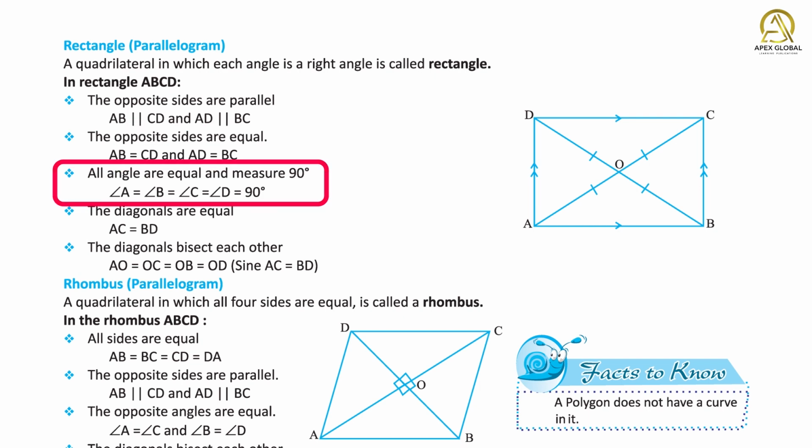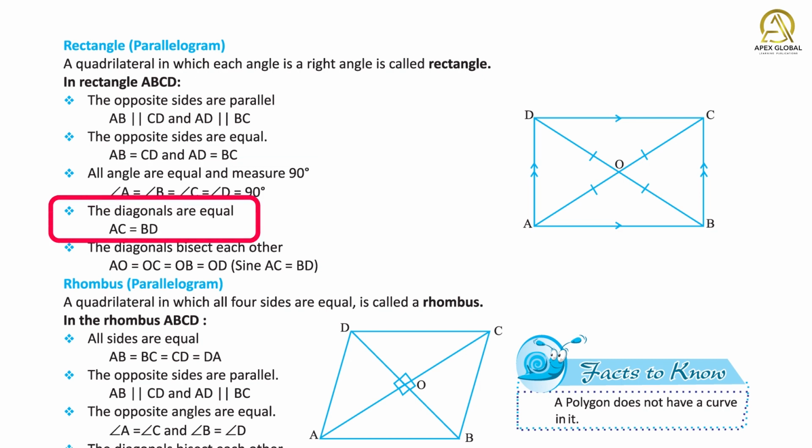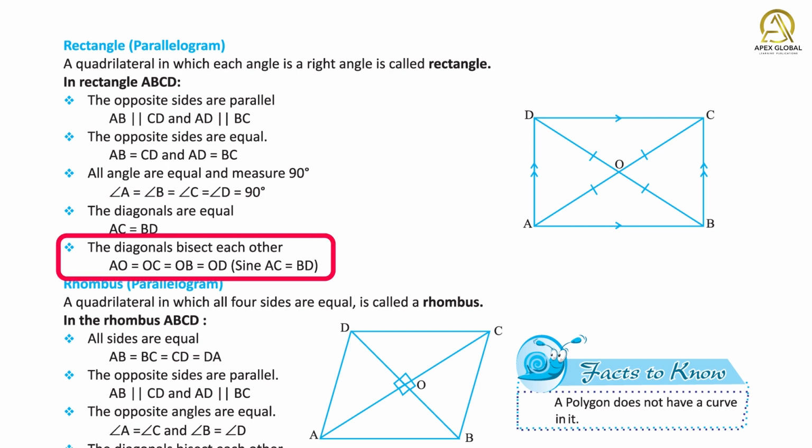All angles are equal and measure 90 degree. Angle A equals angle B equals angle C equals angle D equals 90 degree. The diagonals are equal. AC equals BD. The diagonals bisect each other. AO equals OC equals OB equals OD, since AC equals BD.